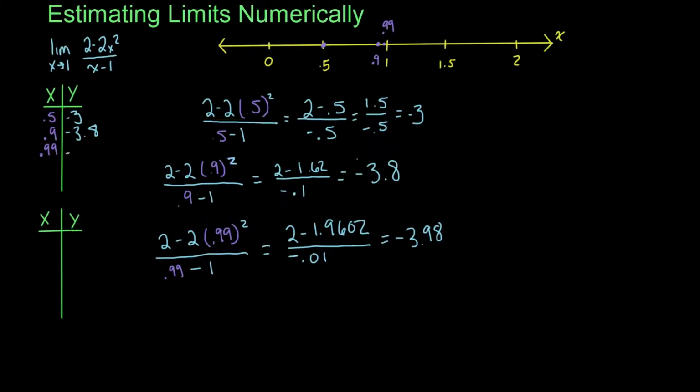Let's go ahead and set it over there. And since we care about what happens, we need to see what happens when x approaches 1 from the left side, and from the right side. So now we want to do the same thing, but we just want to pick numbers on the right side of 1. So let's go ahead and start with this 1.5, and plug it into our limit.